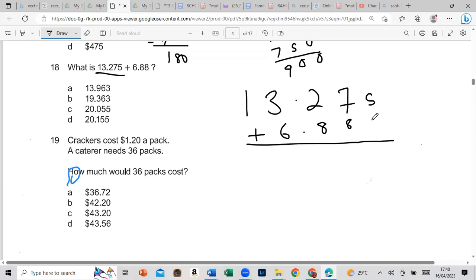Alright, so I'm going to put a 0 to hold the space. 0 plus 5, that's 5. 8 and 7, 15. 5 carry 1. 8 and 2, 10, and 1, 11. Put the 1 down and carry the other one. 6 and 3, 9, and the 1 is 10. Carry the 1 over. It's B, too: 1 plus 1, 2.